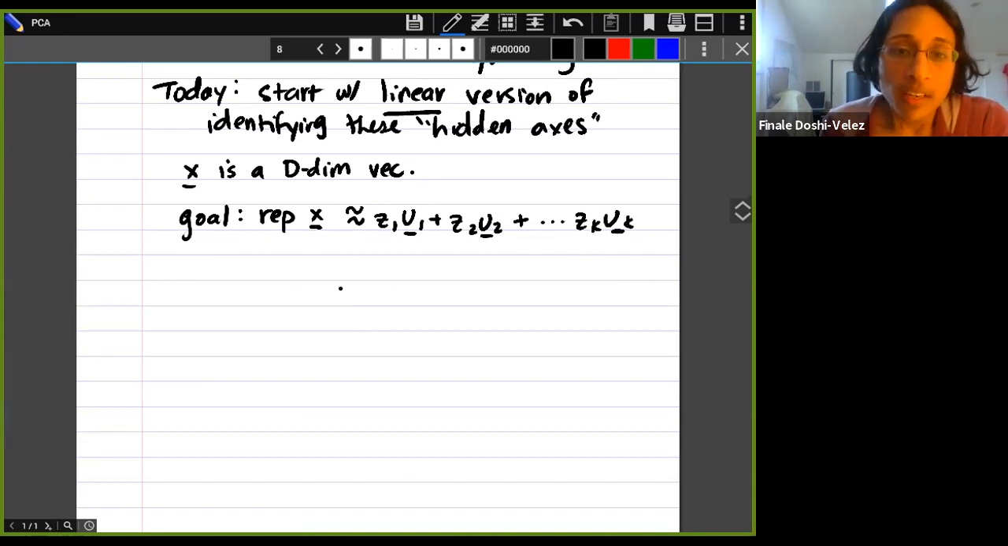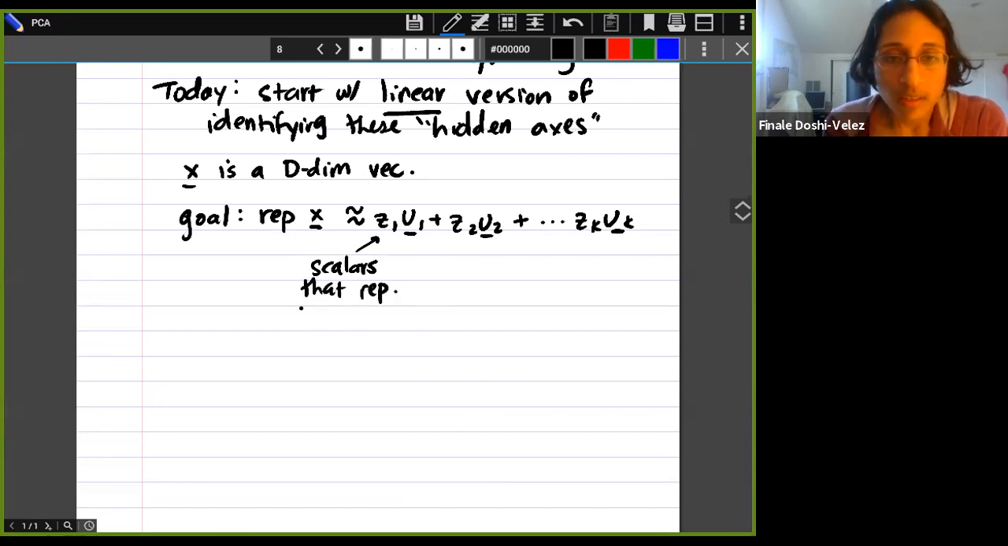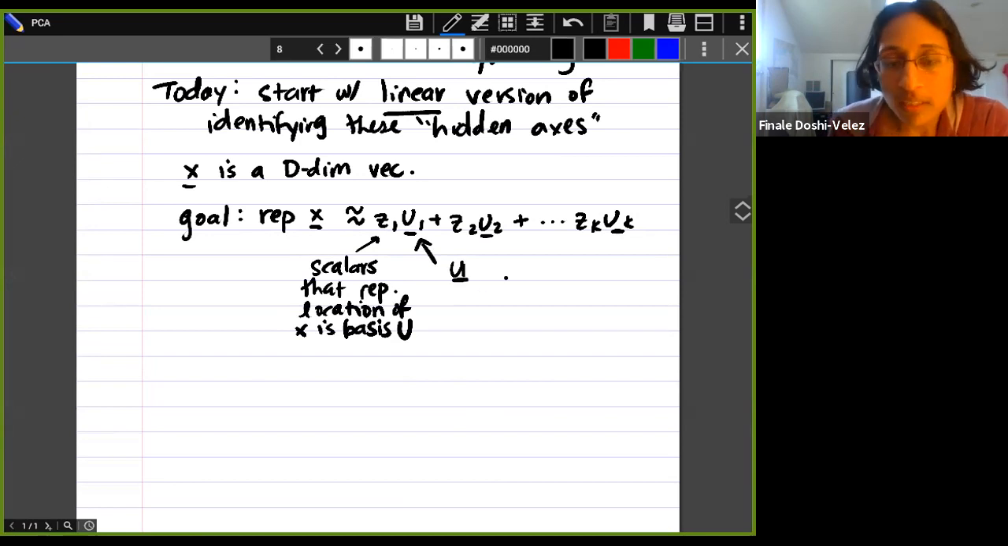So over here, these are going to be our scalars that represent our location X in basis U, and these vectors U are d-dimensional basis vectors.